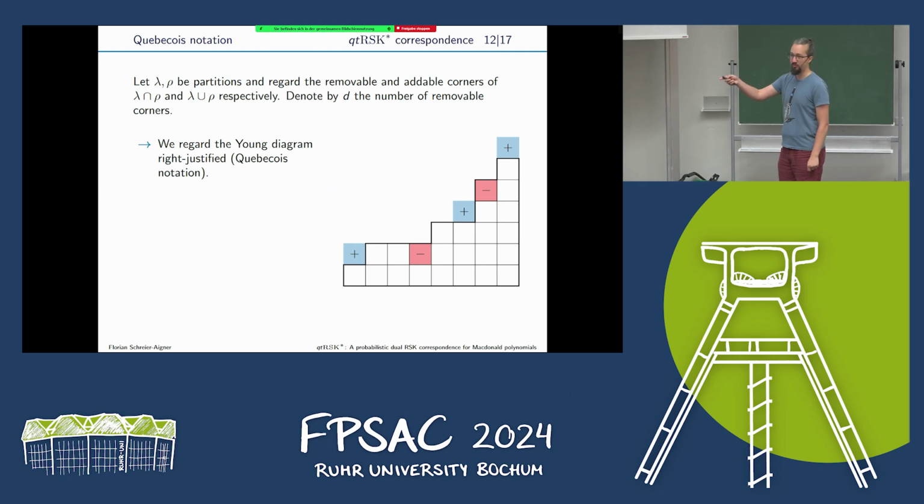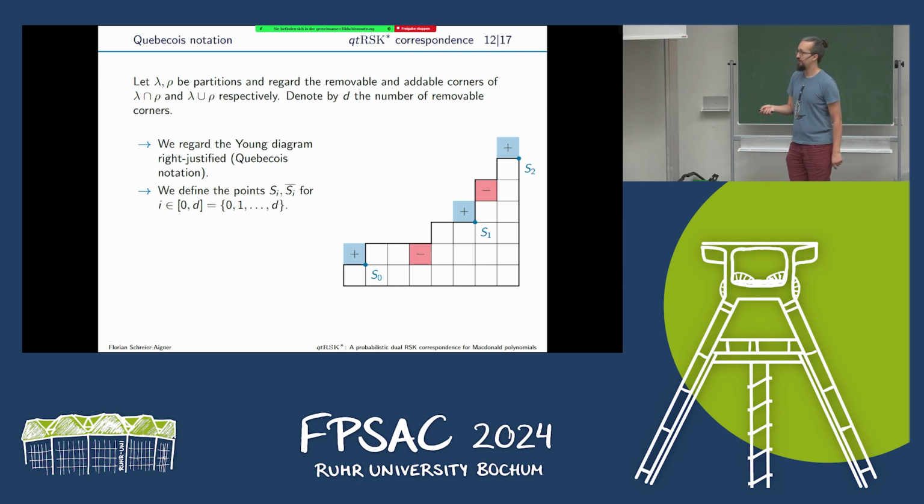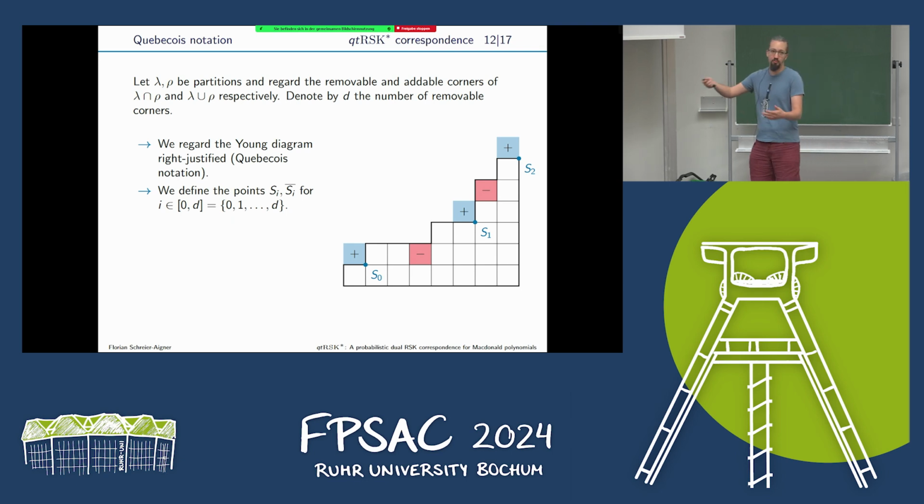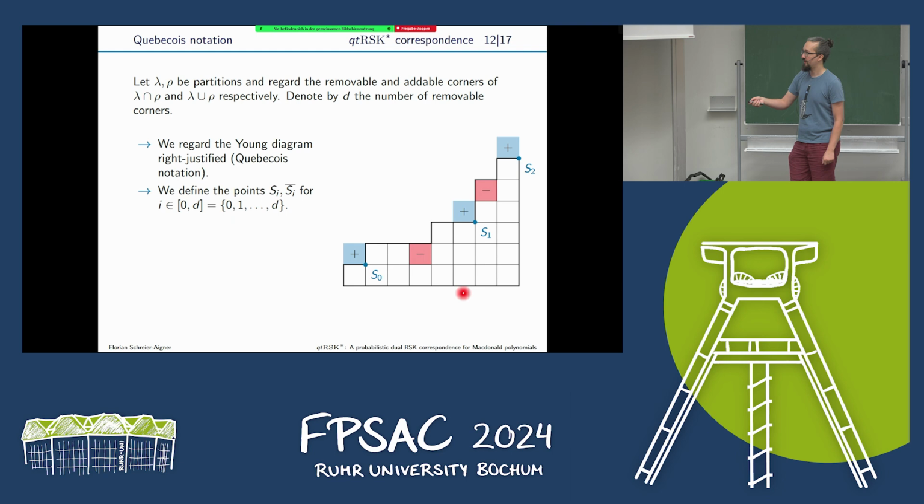Okay, so first draw them. Then, assuming lambda and rho are given, you calculate these removable and addable cells. These are now these pluses and these red minuses here. We define a bunch of points. For each addable cell, the S's, you define points S_i at the bottom right, or S_i bar at the top left.